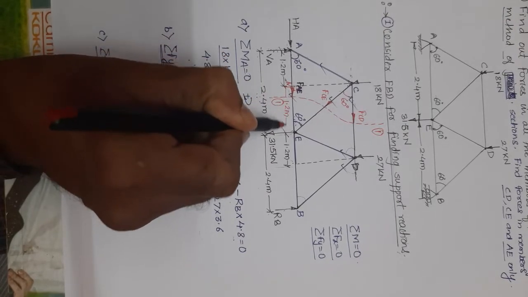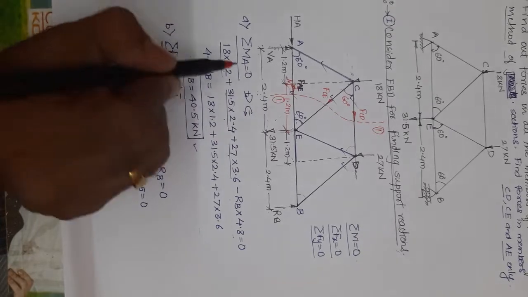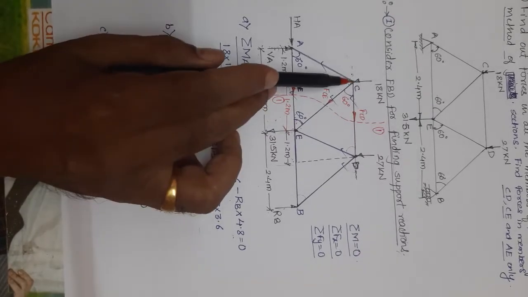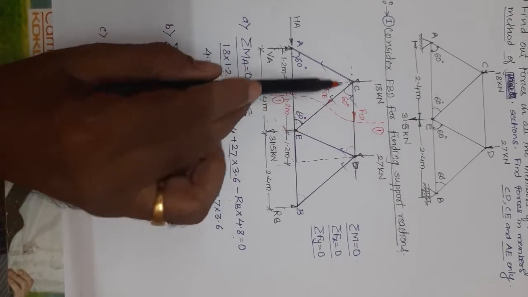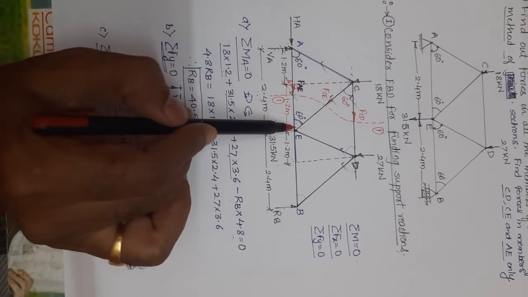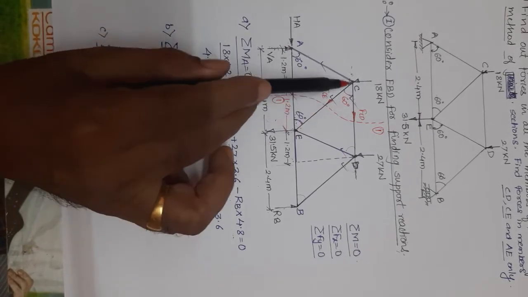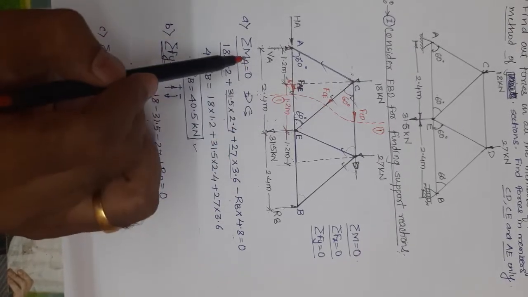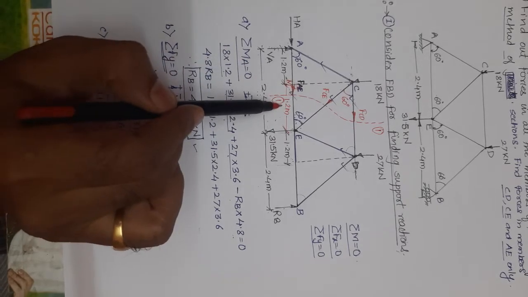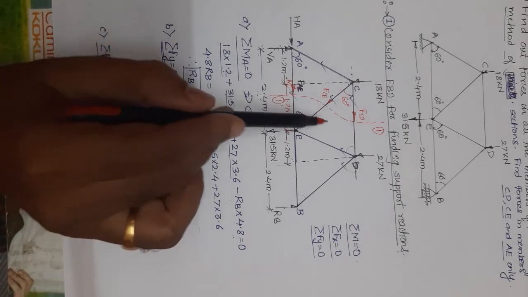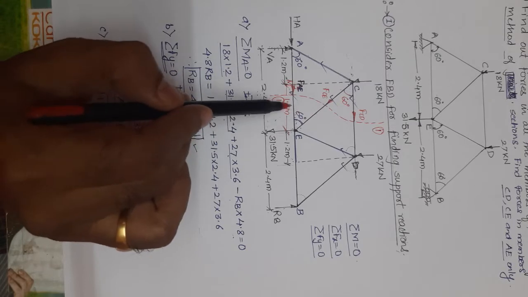This is 1.2 meter. The distance is there. We are having also this length with us. This is 2.4, because this being equilateral triangle, all the sides will be same. So this is 2.4 meters. This is 1.2 meters. Can we get this side?